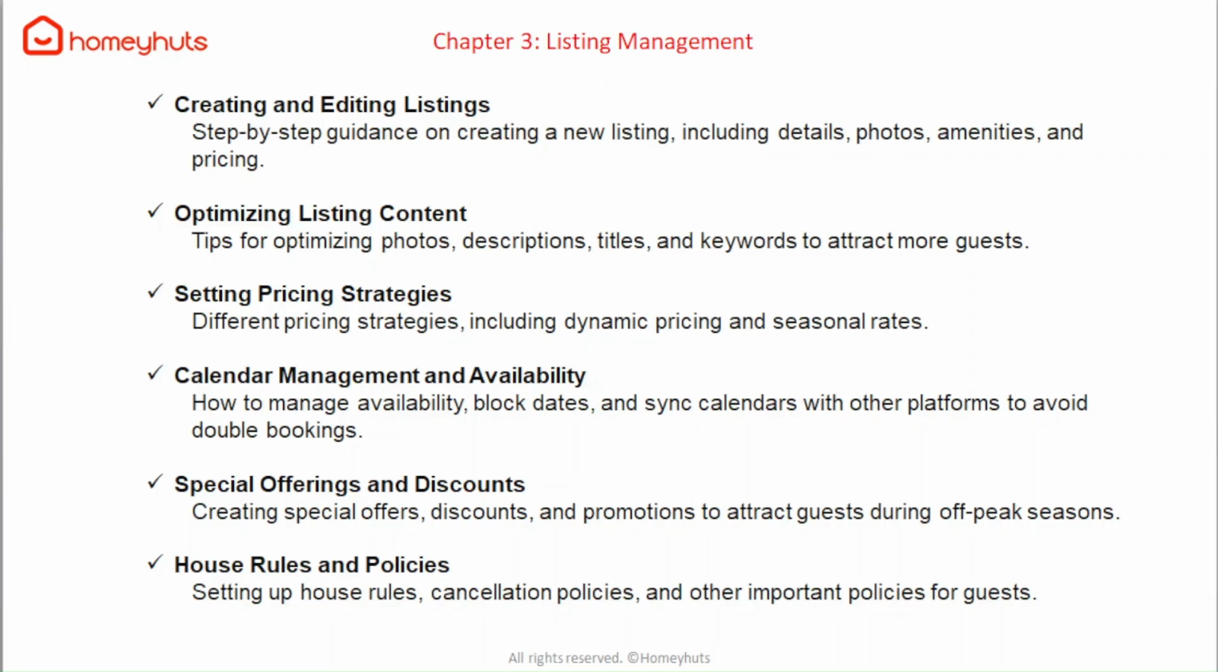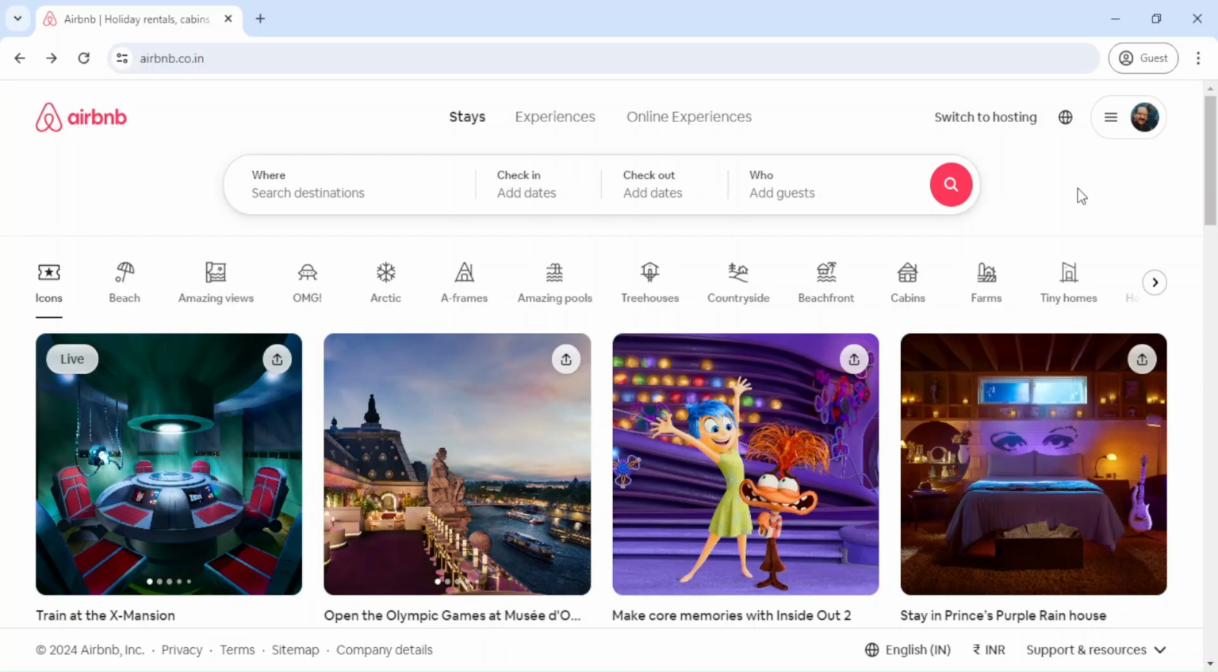Chapter 3 is all about creating a new listing, optimizing your listing, setting pricing strategies, managing your calendar, setting house rules and policies. In this chapter, let's look at creating a new listing.